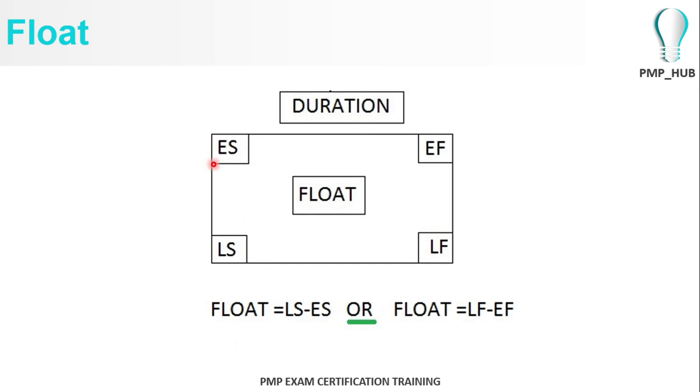So in project management, there is a notation for each process. Usually an activity is denoted by a rectangular box where the earliest start date, the earliest finish date, the latest start date and the latest finish date are denoted in the four corners. So the float is the difference between the earliest start date and the latest start date, which should be equal to the difference between the earliest finish date and the latest finish date.